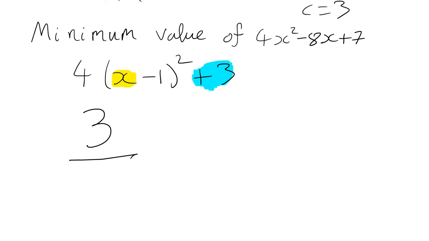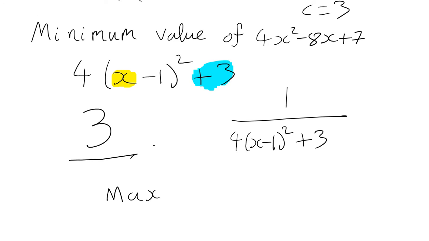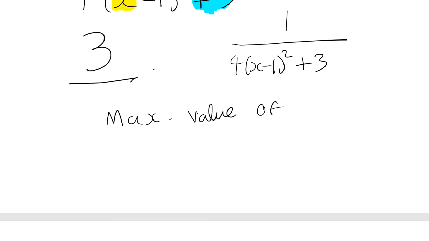That's our minimum value. Now, if I write 1 over 4 bracket x minus 1 squared plus 3, the maximum value of a fraction occurs when the denominator is as small as possible. So the maximum value of 1 over 4 bracket x minus 1 squared plus 3 is just going to be 1 over the minimum value of the denominator, which is 3. So it's just 1 over 3.